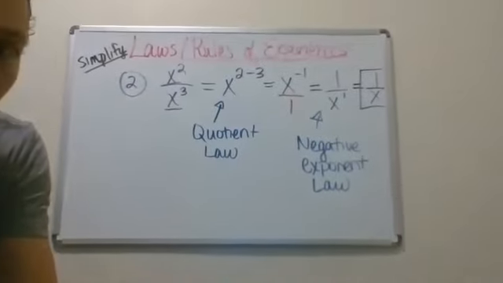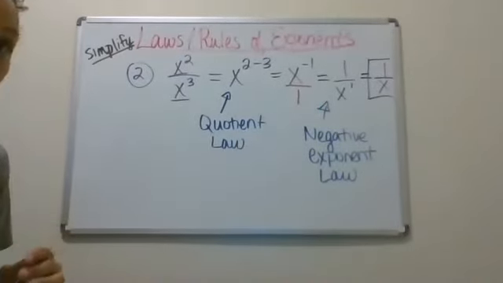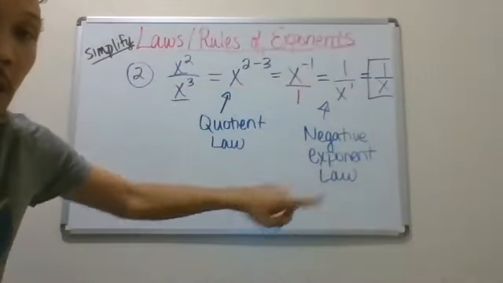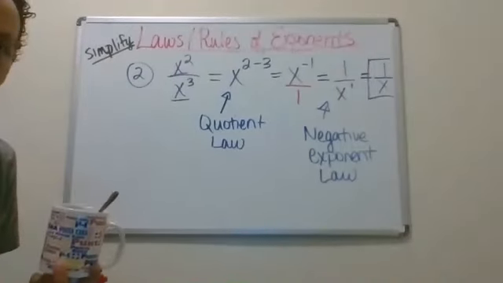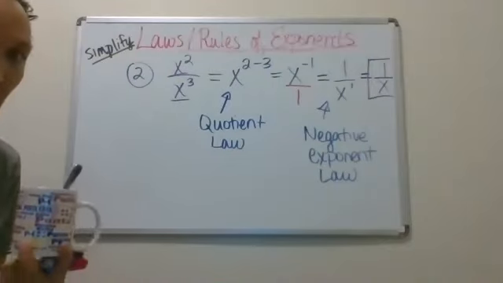Yes, sir, Ryan. This is an example of quotient law and a negative exponent. So when we get a negative exponent, we must utilize the negative exponent law. Anytime you have a negative exponent, you must utilize the negative exponent law.